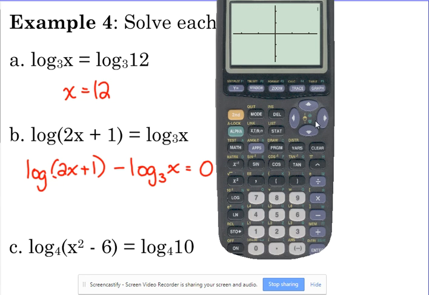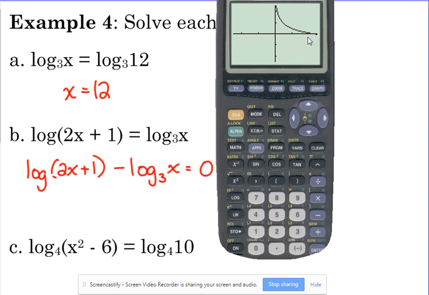Okay, what are we looking for when we graph this? Where it crosses the x-axis. Now, if you put the left side in y1 and the right side in y2, then yes, you would be looking for the intersection. I like to get it equal to 0, and then I'm just looking for where it crosses the x-axis.